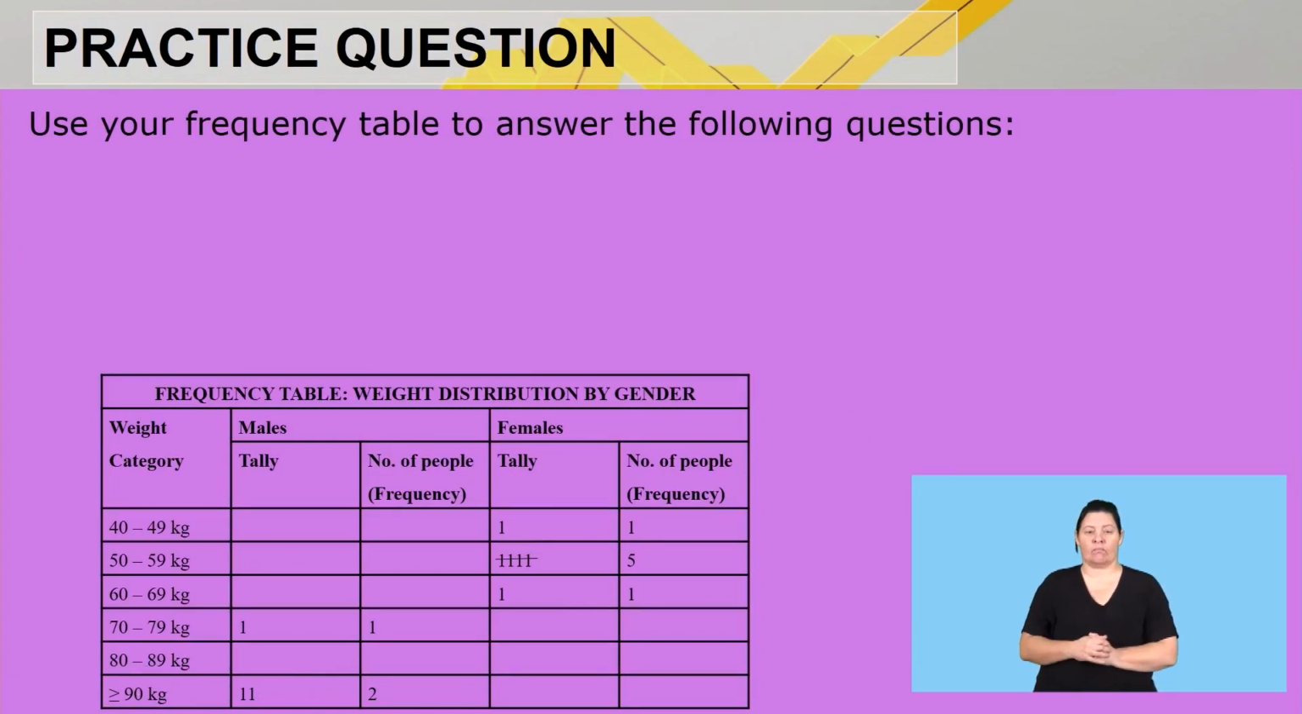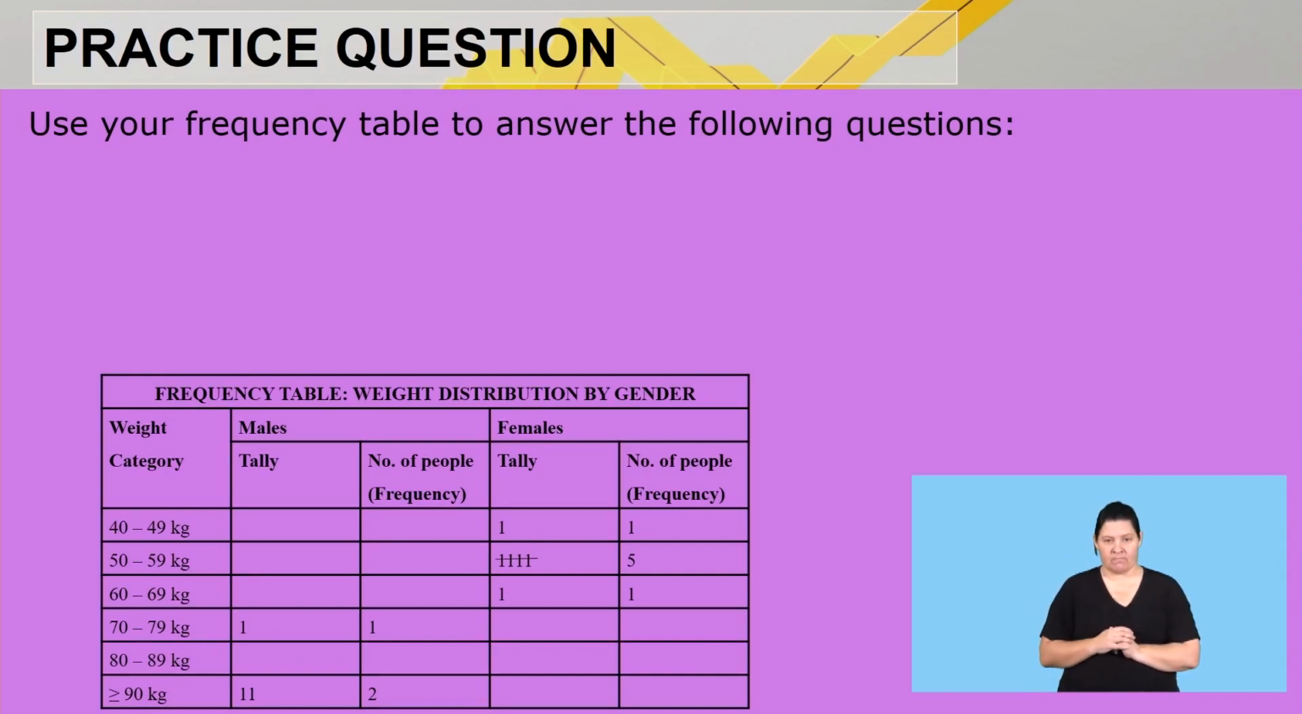Right? So there's our frequency table. If you look carefully, you'll see it's exactly what I did in the previous slide, where we said between 40 and 49, it's one female. Between 50 and 59, it's 5 females. 60 and 69 is 1. And then we moved over to the males, where we said between 70 and 79, it's 1. And then 90 or more than that is 2.